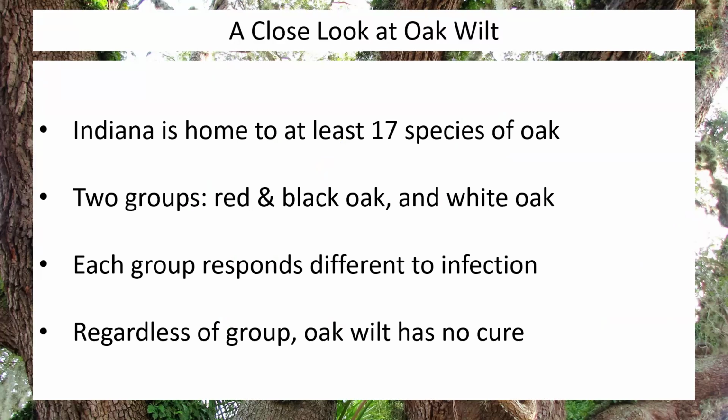So Indiana's home to at least 17 species of oak, though that number may have shifted since that data was taken. And those oak species are split into two distinct groups. We have one group, the red and black group, and the white oak group. The reason I'm bringing this up is because the group an oak belongs to is going to determine how much of an impact the disease will have on them after infection occurs.